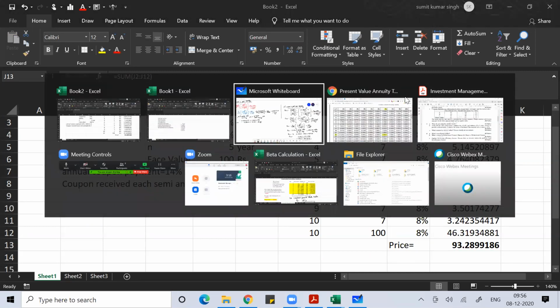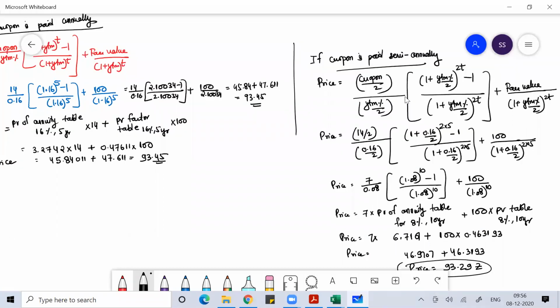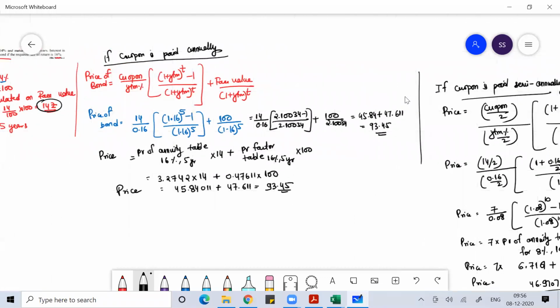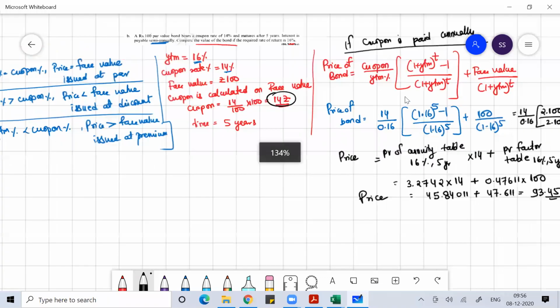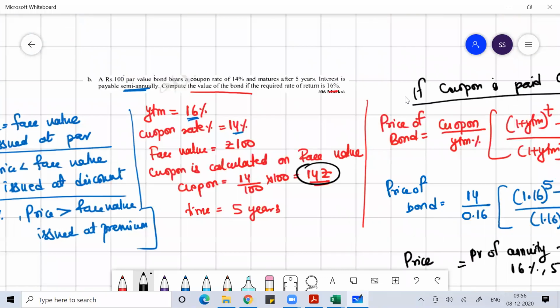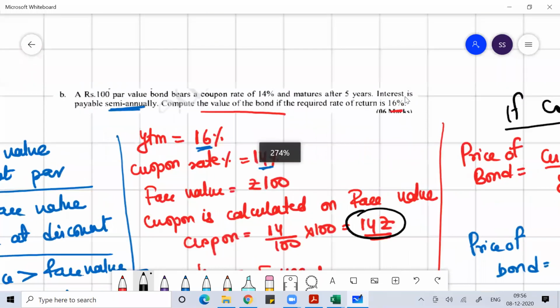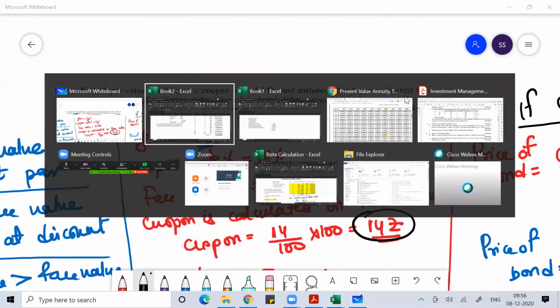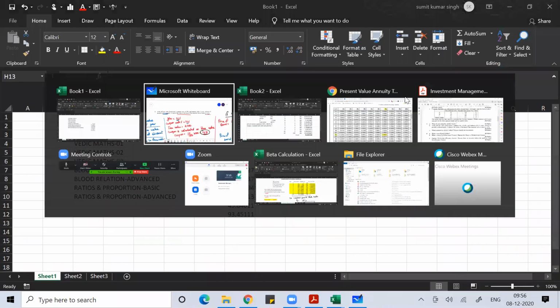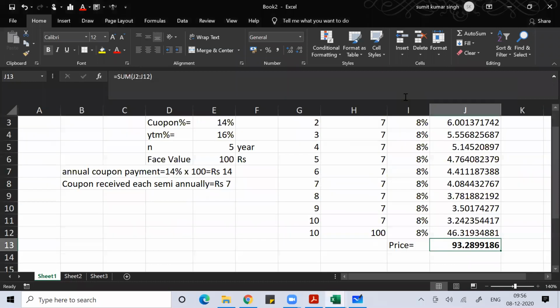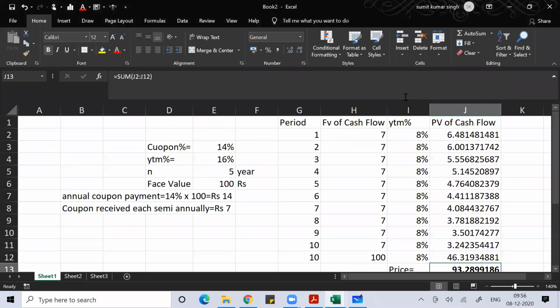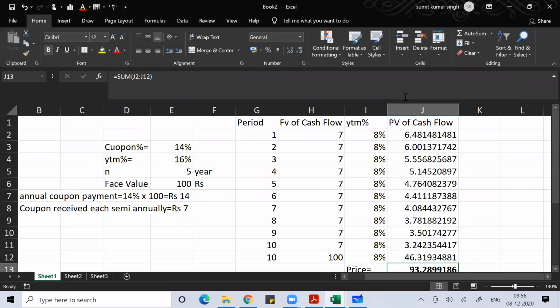93.2899. The same thing we got. So you will get the same thing here also. We could have solved this same question by drawing all this. Nothing would be very different. So step by step, if you want, you can solve.